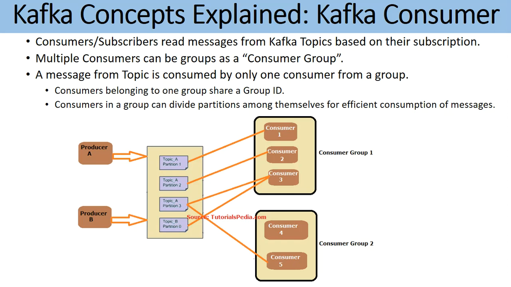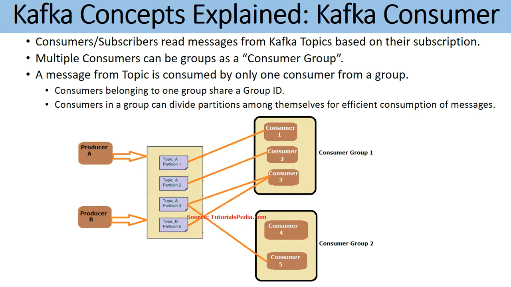and then they will be pulling the message from that topic. It's important to understand here that producers, after producing the message, are pushing the messages towards the topics, but consumers have to pull the message. So it's not the case that the broker is going to push the message directly to the consumer. Rather, consumers will have to actively pull the messages from the topics. So we can have multiple consumers which we can group as a consumer group. A message from a topic is consumed by only one consumer from the group.